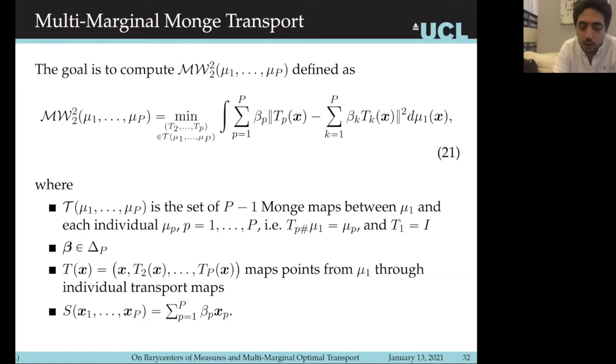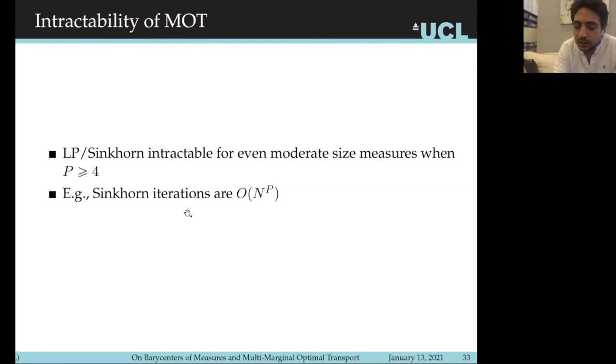The problem is that it's really, really hard to solve. There is also the Kantorovich variation, which instead of deterministic maps tries to find a joint distribution over these p measures with p marginals. But all of these problems don't really have solutions at scale. For example, there is an extension of the Sinkhorn algorithm for pairwise measures to the multi-marginal setting. The problem is that each iteration of the algorithm has complexity O of n to the power of p.